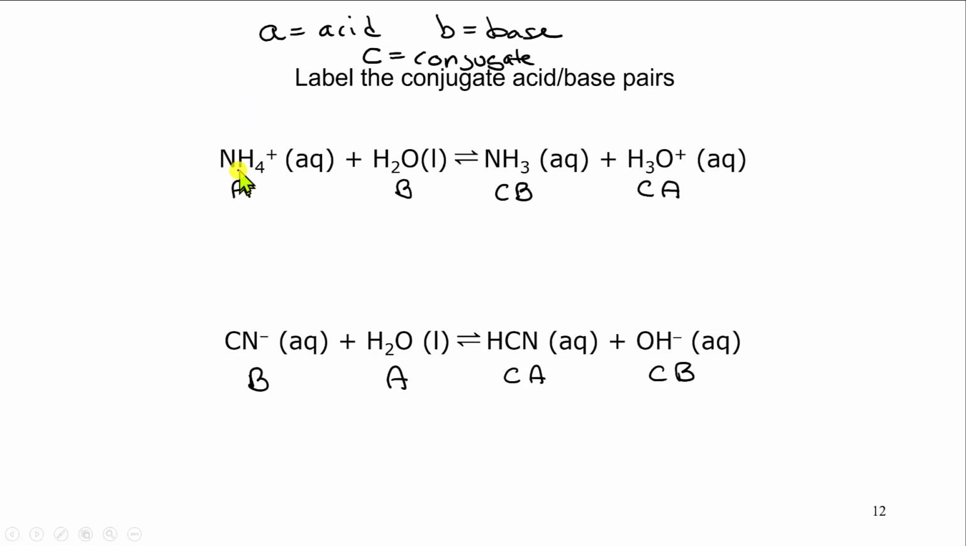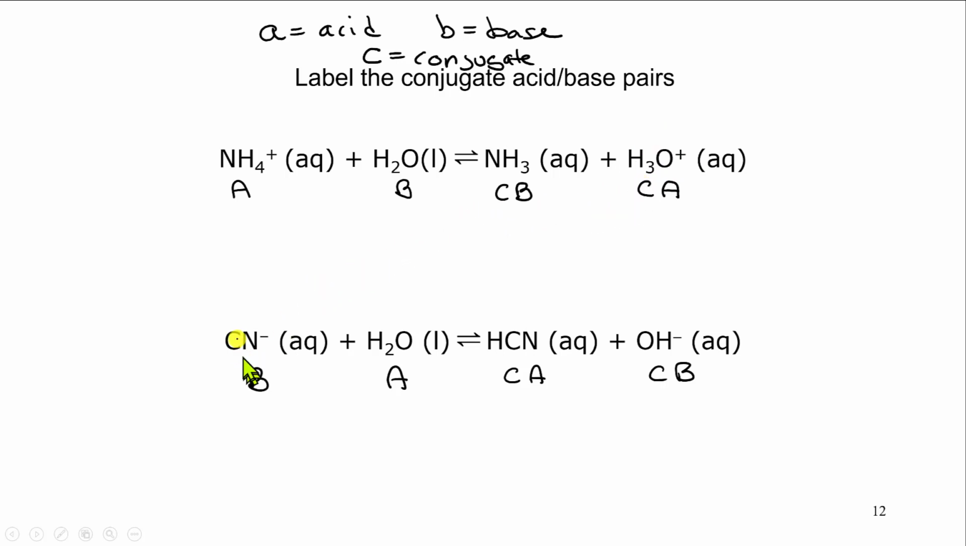Ammonium gave up the proton and became ammonia, so this is my acid, and then water's my base. And then the conjugate base comes from the ammonia, and the conjugate acid in this case is hydronium, which is a very common conjugate acid to see in a reaction.